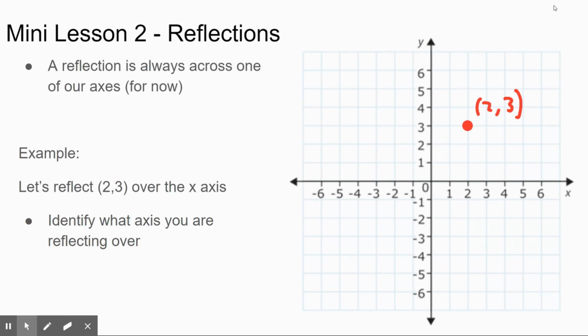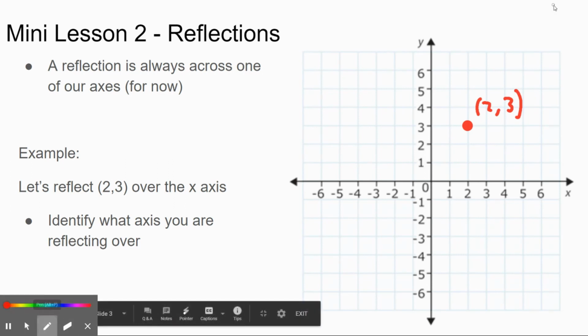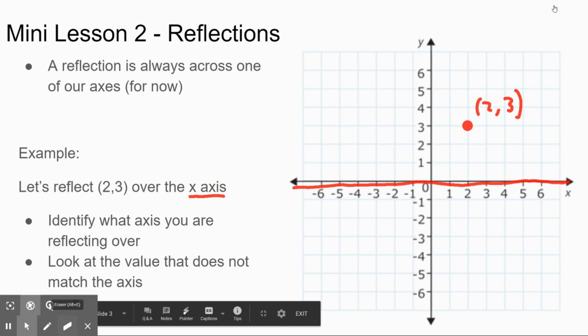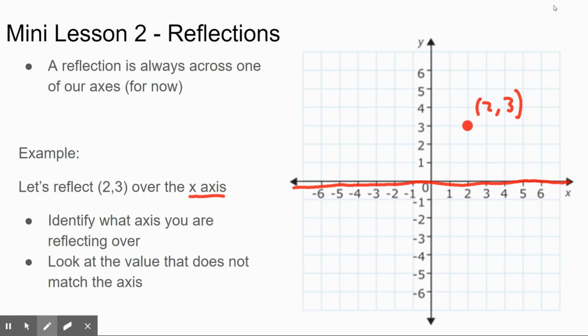All right. So the next step is to identify which axis we're reflecting across. We know from this problem we're reflecting across the x-axis. So that means that we're going to think of our mirror being our x-axis. To reflect it, we're going to look at the value that does not match the axis. Now, that's kind of a weird thing to think about, but since we are reflecting across the x-axis, we are going to want to look at the y-coordinate.